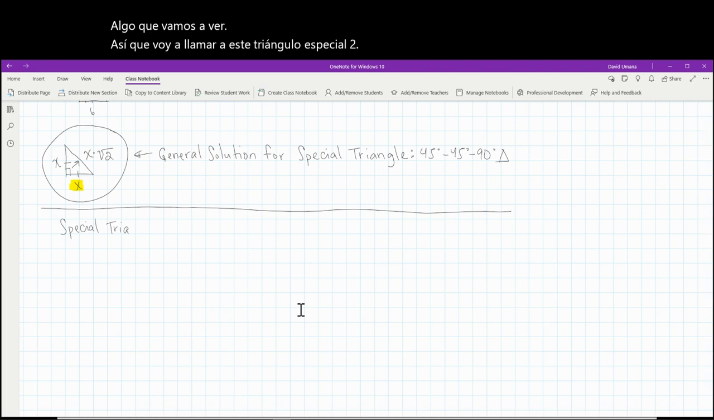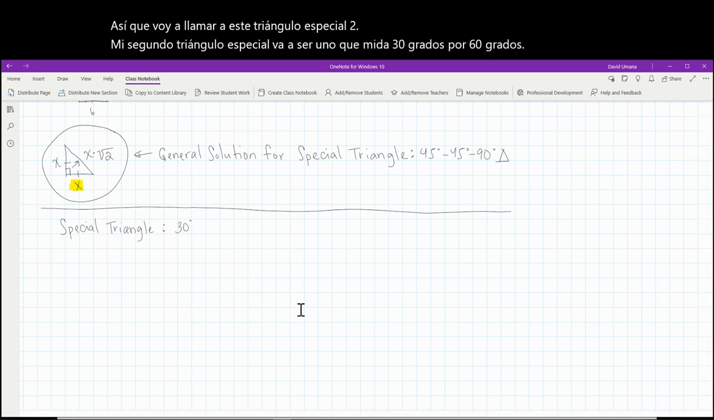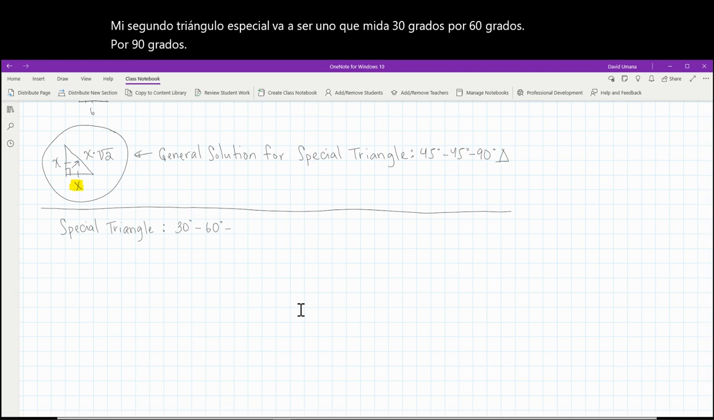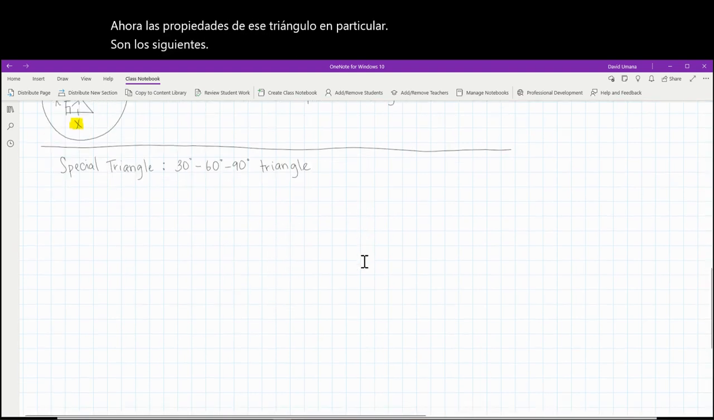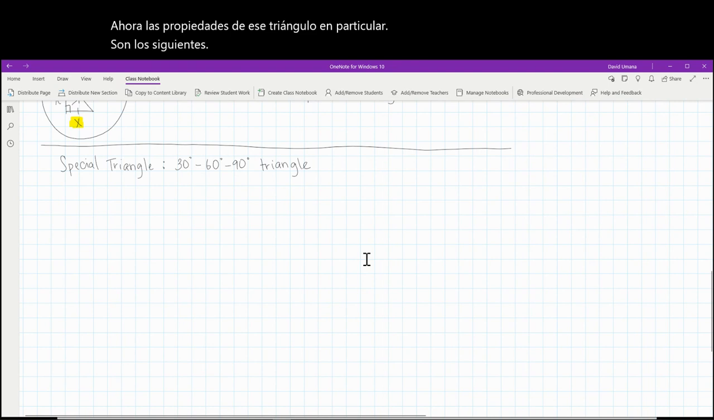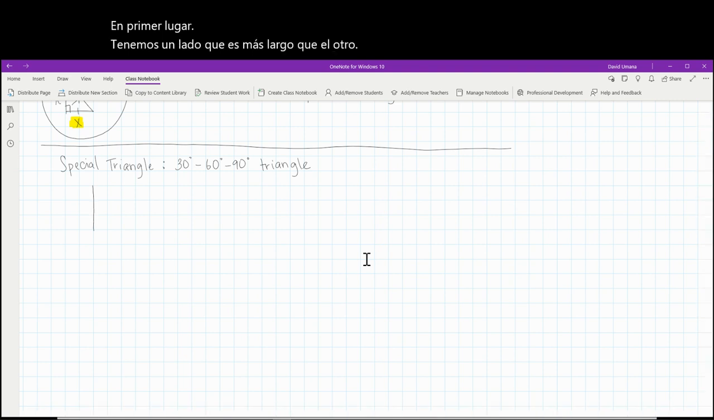My second special triangle is going to be one that measures 30 degrees by 60 degrees by 90 degrees. We call that a 30, 60, 90 degree triangle. Now, the properties of that particular triangle are the following. First of all, we have one side that is longer than the other. So it is definitely not an isosceles triangle, but it is a right triangle.